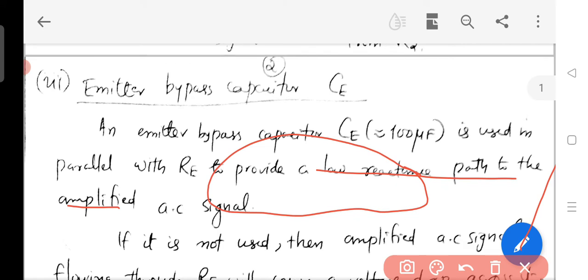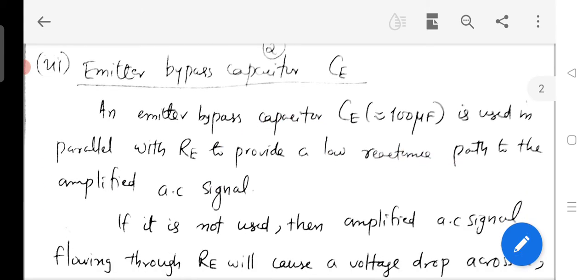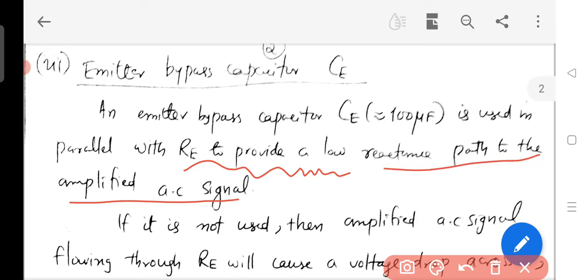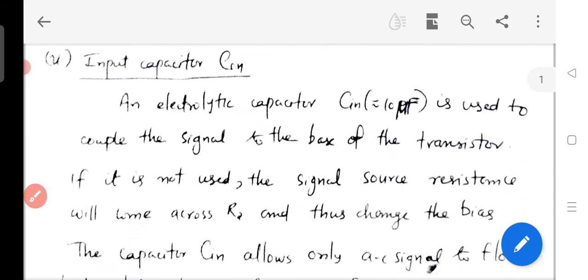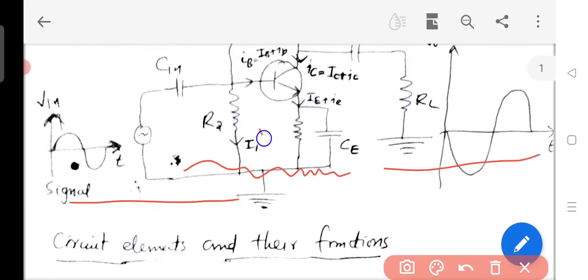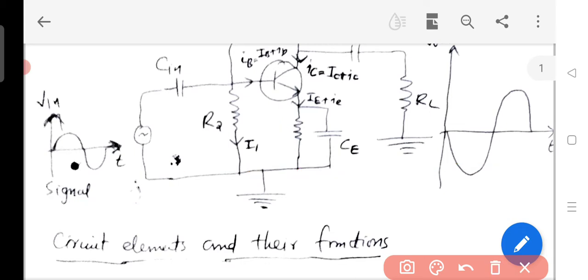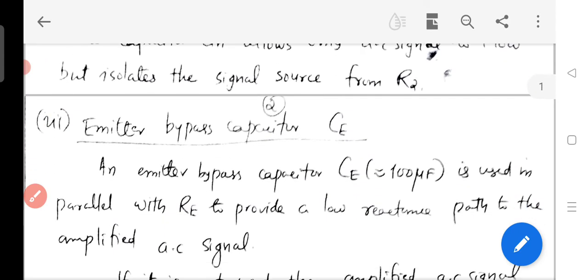Next, the emitter bypass capacitor CE. The emitter bypass capacitor is used in parallel with RE to provide a low reactance path to the amplified AC signal. So we are using CE across RE. This is RE. This will be providing a low reactance path to AC. AC can very easily pass through the CE. So only DC current will be passing through this RE. AC current finds a low reactance path.